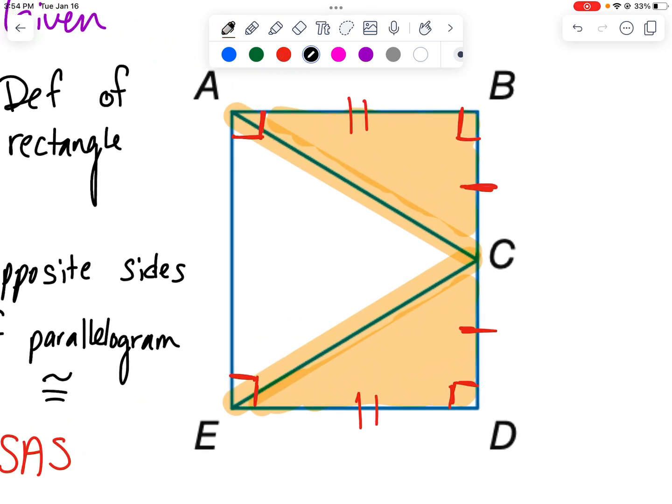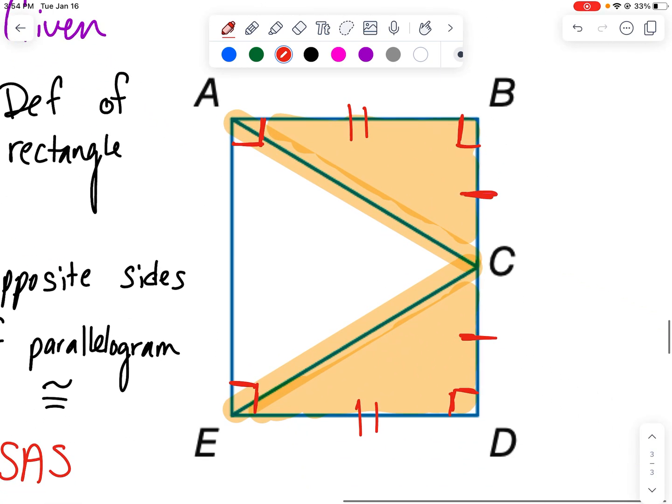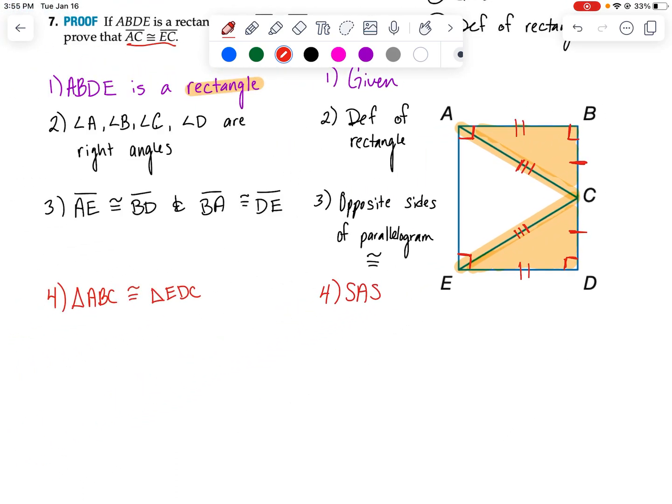Well, now if I have congruent triangles, I can claim that because the triangles are congruent, all of those matching parts have to be congruent. I was asked to prove that AC and EC were congruent. That's this side and this matching side from the other triangle, the corresponding parts. So because I have congruent triangles, I can say that AC is congruent to EC because corresponding parts of congruent triangles are congruent.